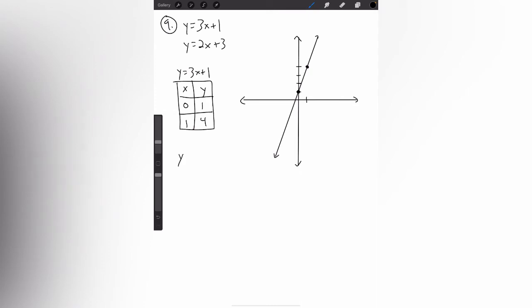And then I'll say y is equal to 2x plus 3. I'm going to try those same values. I'm just going to try 0 and 1. 2 times 0 is 0. 0 plus 3 is 3. 2 times 1 is 2. 2 plus 3 is 5. Okay, so 0, 1, 2, 3. Sorry, 1, 2, 3. And then I have a 1, 5. 1, 2, 3, 4, 5.